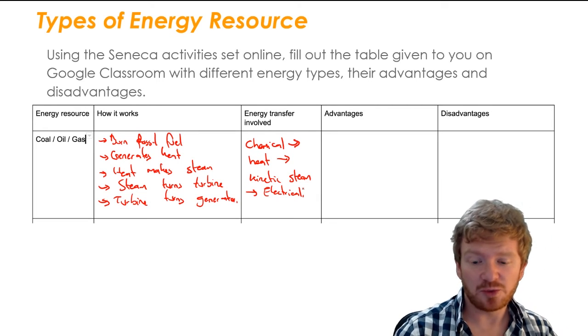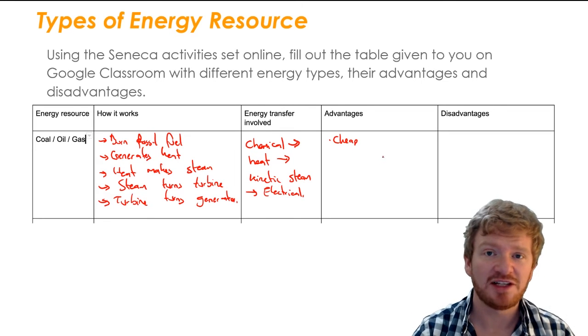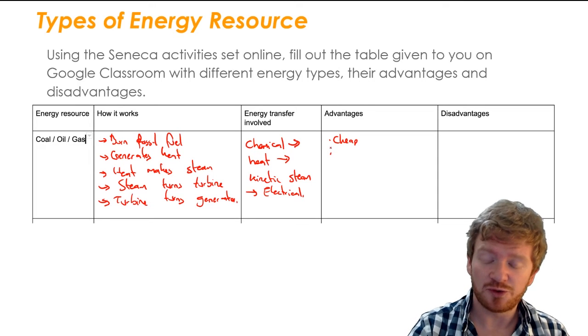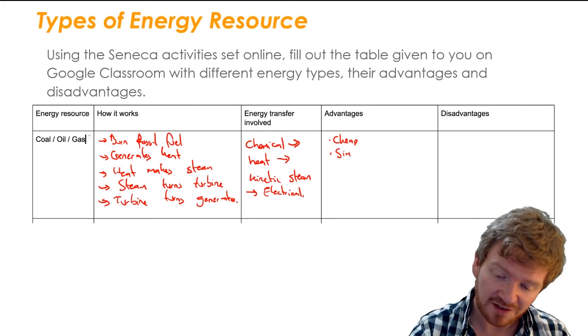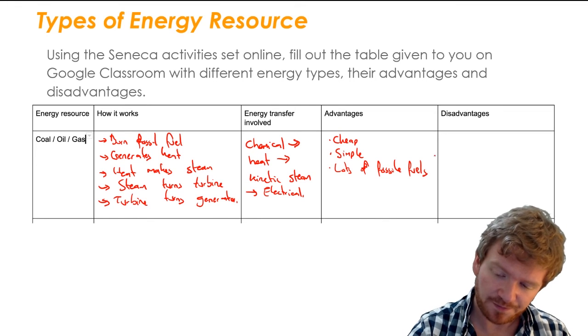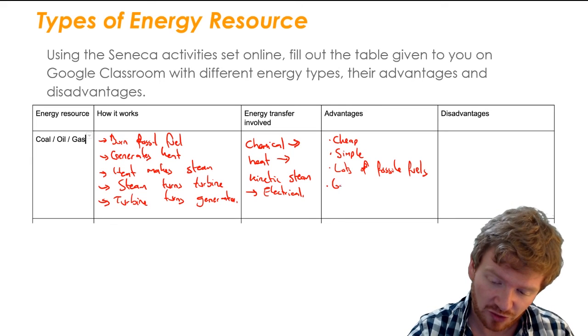So what are the advantages of this? Well, it's relatively cheap, although becoming much less cheap as time goes by. Actually now a lot of renewables are becoming cheaper than fossil fuels. But another advantage is that it's relatively simple. There are lots of fossil fuels left. Again, we are running out of fossil fuels, but for now it's abundant. Also it can generate a lot of electricity.